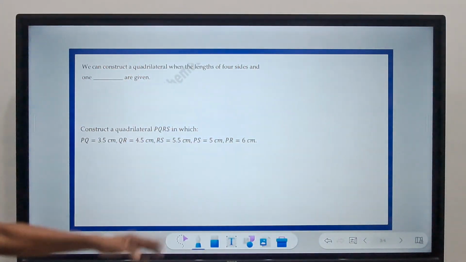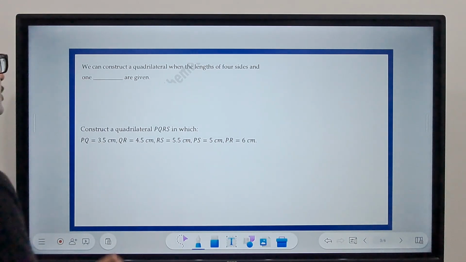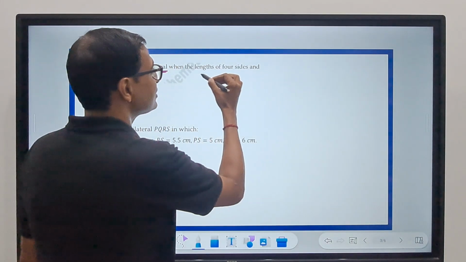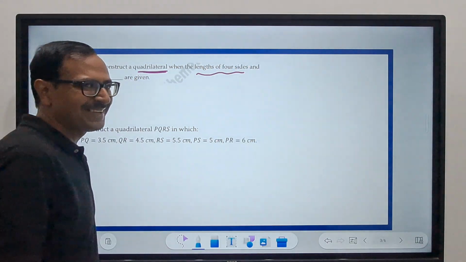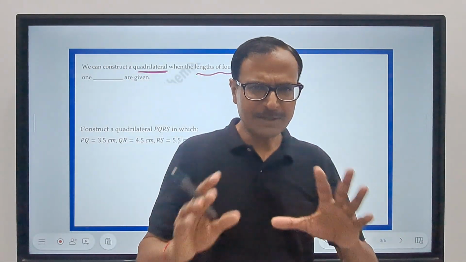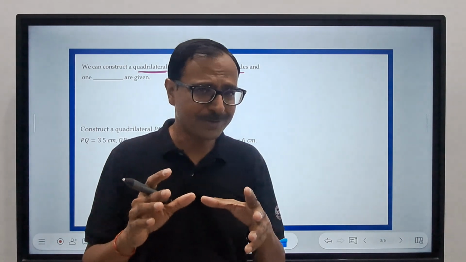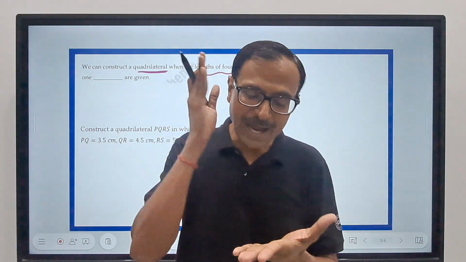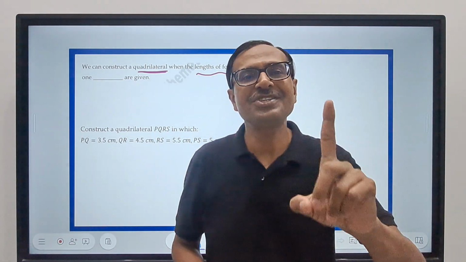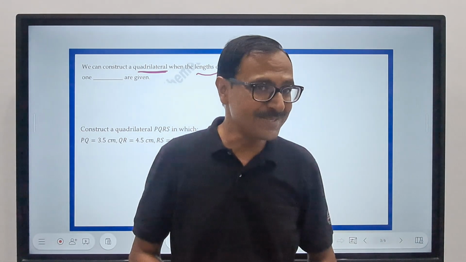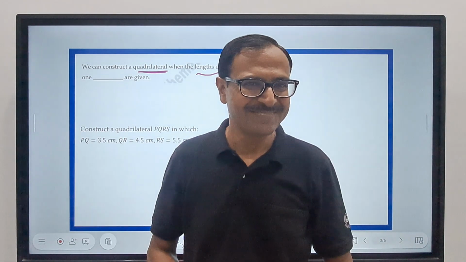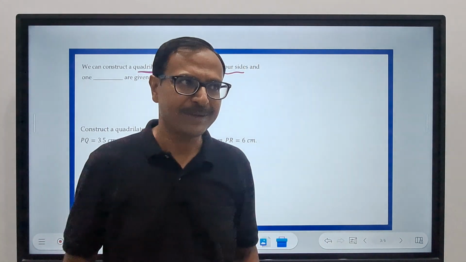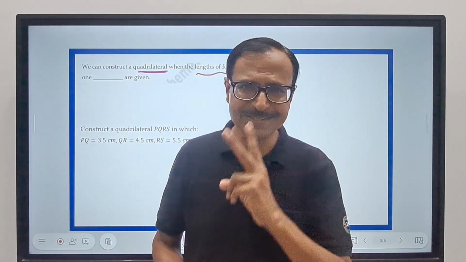The first question here is a theoretical question. We can construct a quadrilateral, a four-sided figure, when the lengths of the four sides are given, is it enough? If you are given the length of the four sides, can you construct a quadrilateral? I tell you, it's not possible. So you have to be given one additional thing in the question. And what is that additional thing? Can you guess? It can be the angle, it can be the diagonal. Only two things are left.